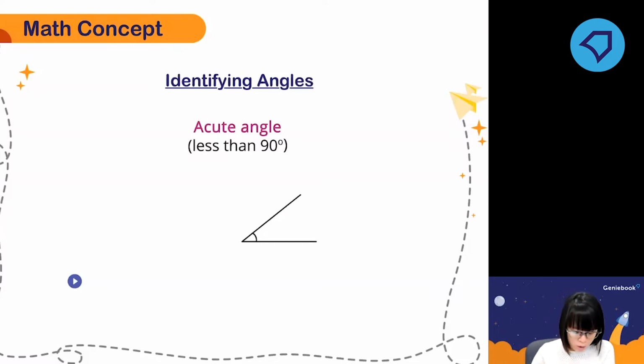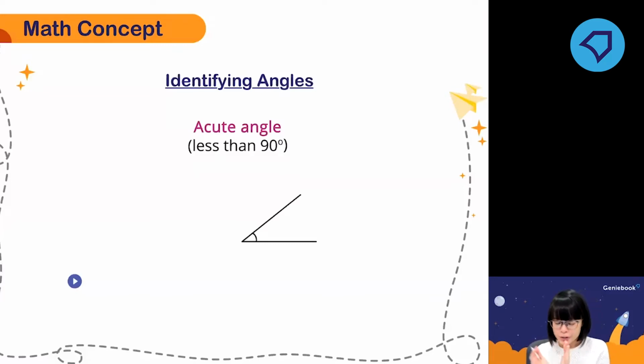Acute, okay? Please don't just spell C-U-T-E. It's acute angle. You have to put the letter A in front of it as well, not just cute. Make sure you guys get the spelling correct.